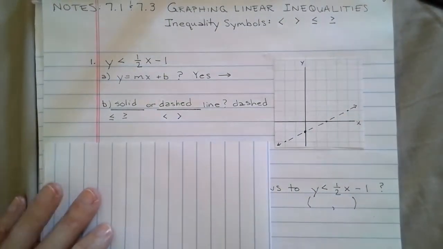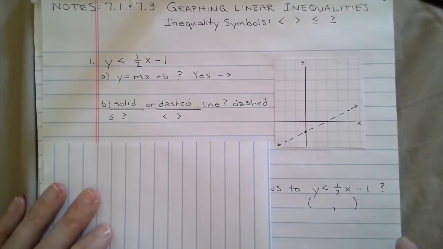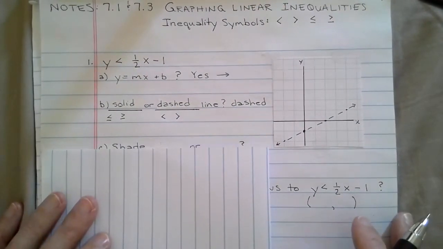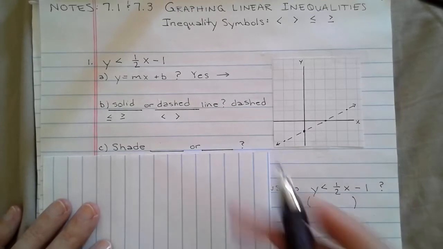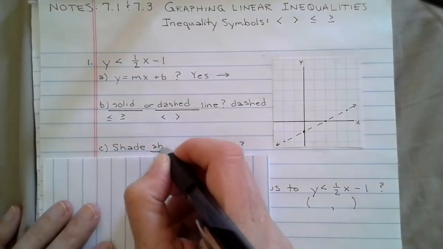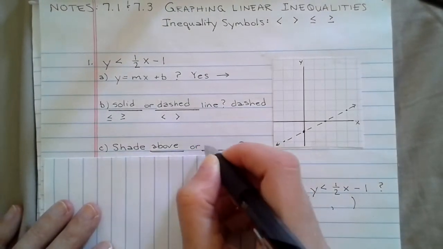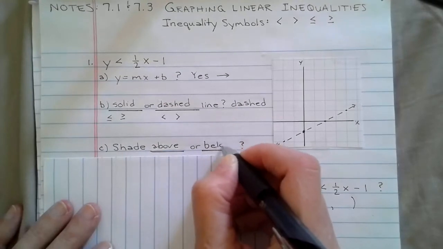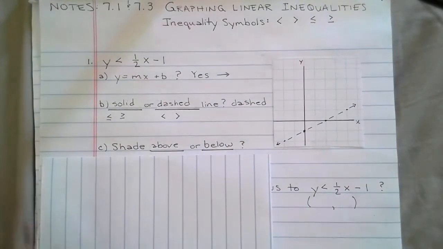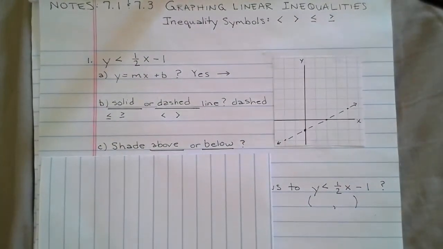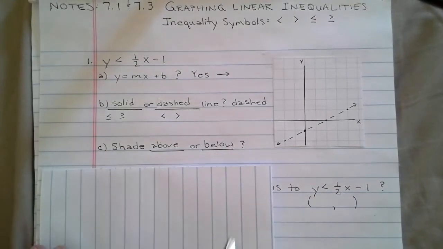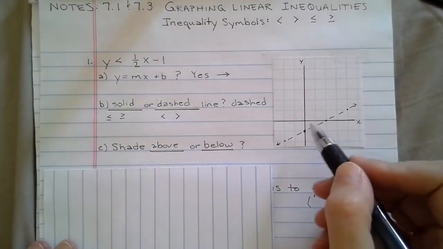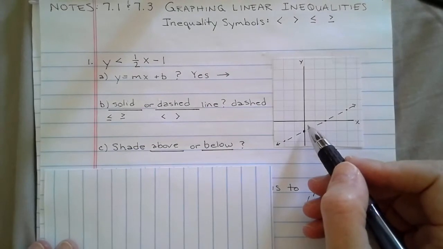Okay, now we have another question. If you remember about these inequalities, they involve some shading. And we either shade above or below. And there's a lot of different ways to teach this. If you're familiar with taking a test point, then you can go ahead and use a test point. You pick a point not on your line, and you see if it works, right?